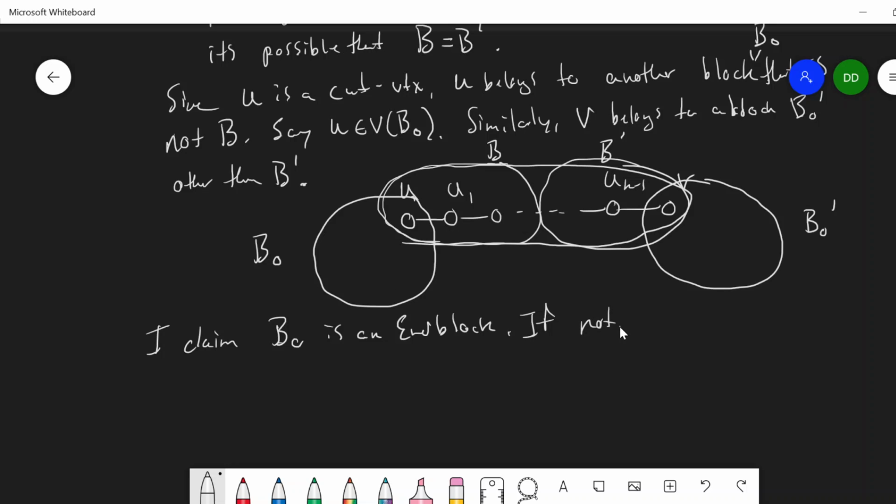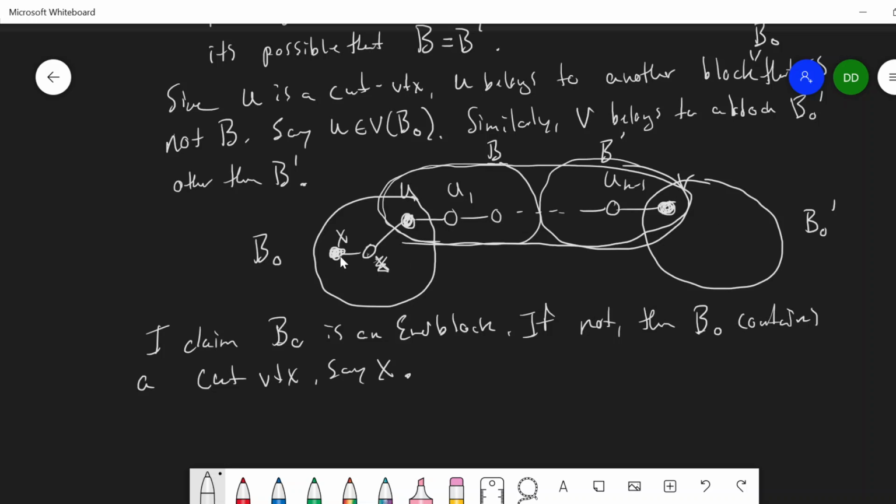So if not, then B naught contains a cut vertex, say X. So if this is not the case, then I can find some other cut vertex in here. Maybe it's not adjacent to U. Maybe I walk a little bit and it's over here, say X. But this is going to contradict my choice of U and V to be cut vertices of maximum distance from each other, right? These two are my cut vertices of maximum distance from each other. And if this is also a cut vertex, well, then the distance from X to V has to be greater than the distance from U to V.